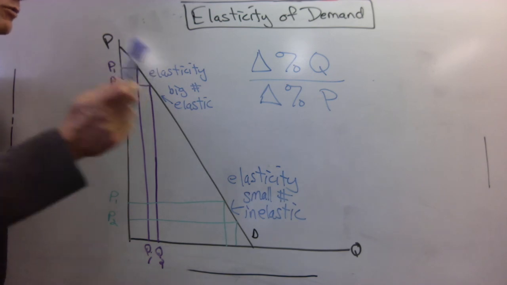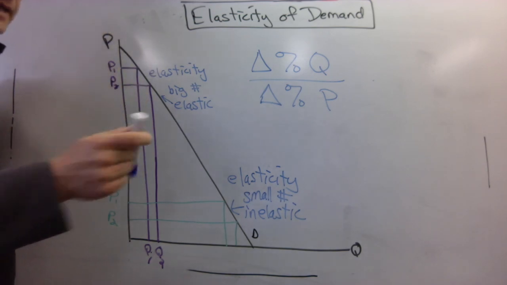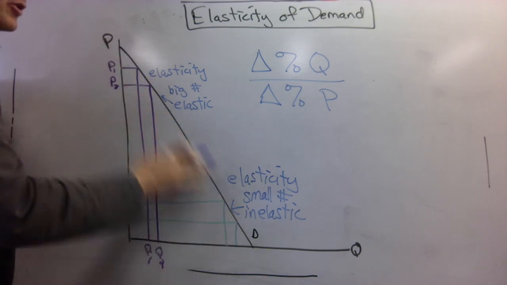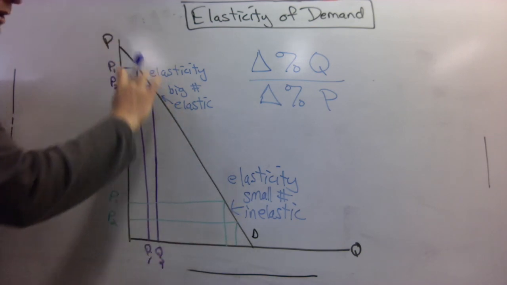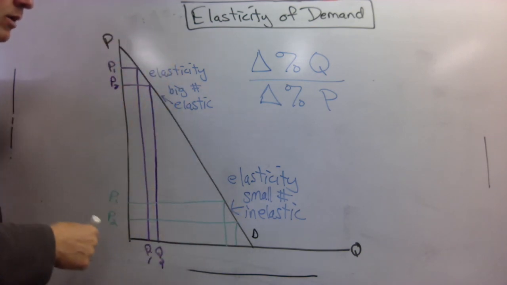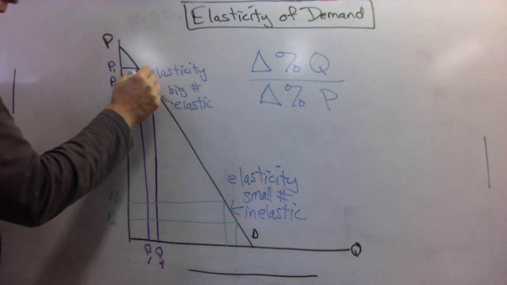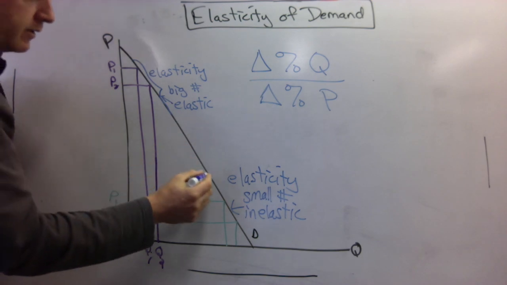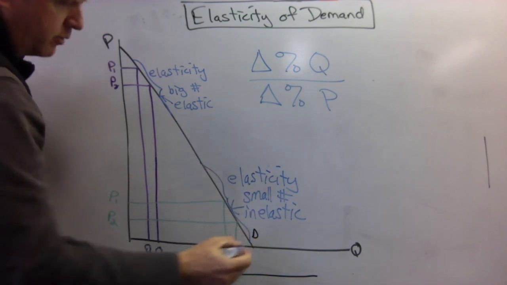So anyway, what is important to know is that when we talk about elasticity of demand, we can't really talk about the curve in general. We have to talk about the curve at particular prices and quantities. So is it elastic? This is the elastic portion of the curve. This is an inelastic portion of the curve.